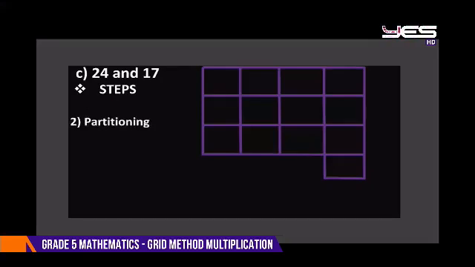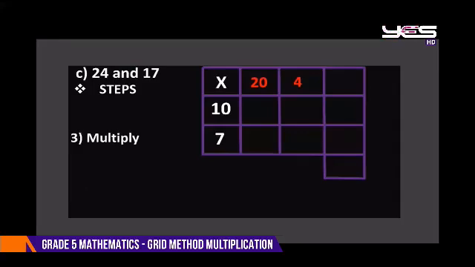Then second step is we need to partition. We need to partition these 2 numbers as well now, okay? Because in these two numbers also we have more than 1 digit. So let's partition 24. So in 24 we have 2 tens and 4 units. And in 17 we have 1 ten and 7 units. So we will write our multiplier up here and our multiplicand down here.